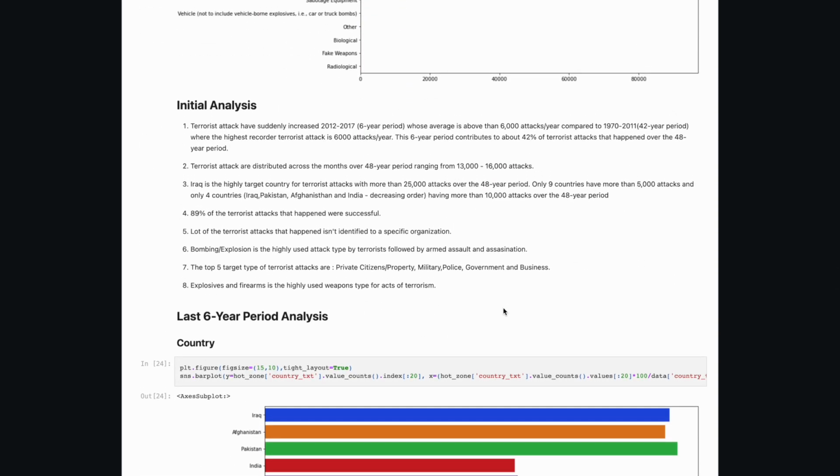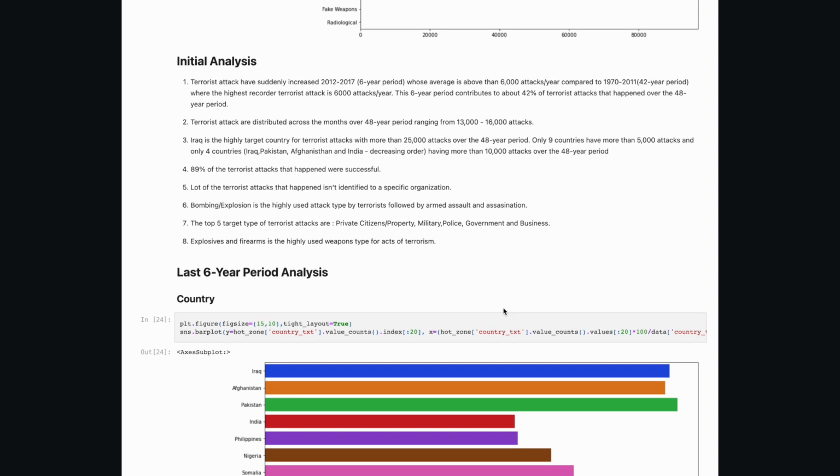In the initial analysis, we know that the last 6 year period, 2012 to 2017, had more attacks than the previous 42 year period, that is 1970 to 2011. Generally the terrorism attacks were spread over all the months, ranging from 13 to 16,000 attacks. Iraq is the most highly targeted country, and only 9 countries have more than 5,000 attacks, while 4 countries have more than 10,000 attacks in this whole period.